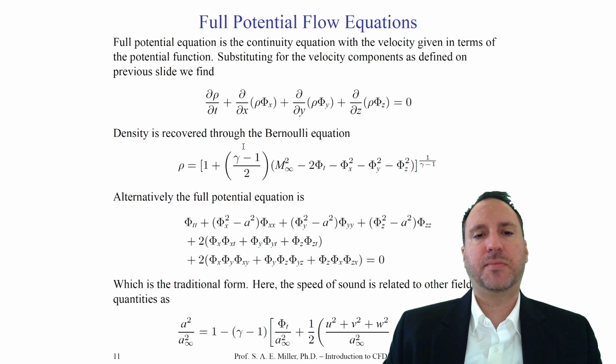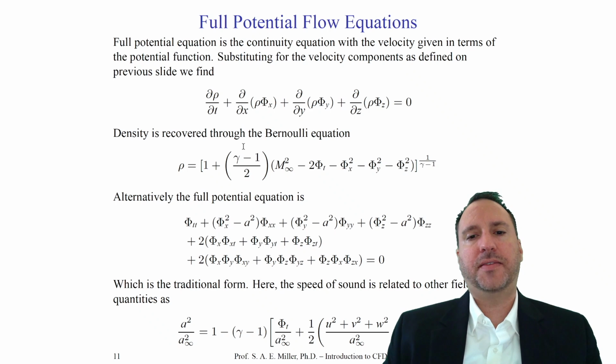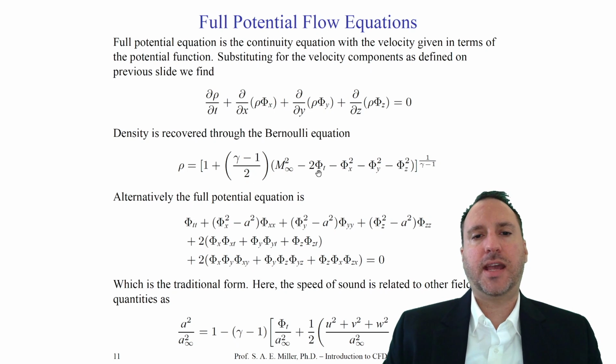This was, of course, named after Jacob Bernoulli of the Bernoulli brothers. There's actually 3 Bernoullis, the father and the 2 sons, and they were all very competitive with each other. Jacob Bernoulli was one of the most prolific, and that's who we're referring to for the Bernoulli equation. It's going to write that density is going to be a function of Mach number and the potential terms, phi.